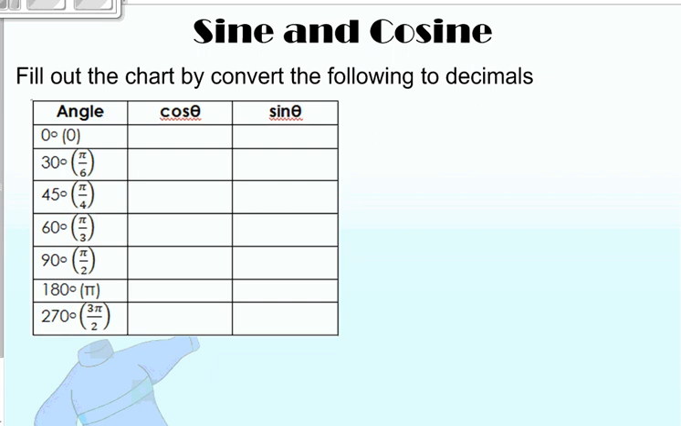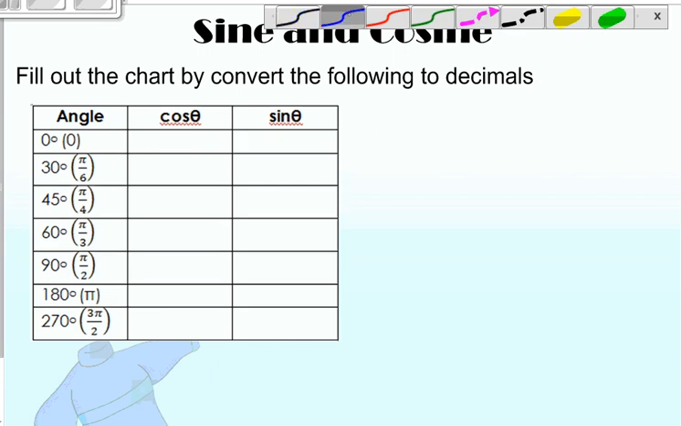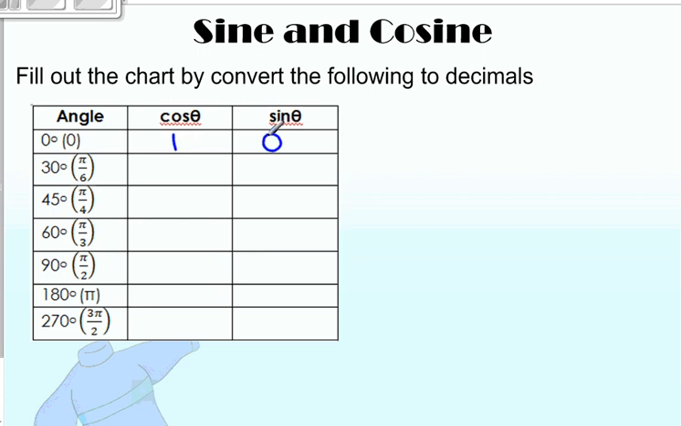So let's make some decimals out of these numbers, and all we're going to do is type them into the calculator. Okay, so for cosine, remember that's our x value there. So at 0, our x value is 1 and our y value is 0. At pi over 6, our x value is the square root of 3 over 2, and if we put that in decimal form, we're going to get 0.866, and 1/2 for our y, which is 0.5.